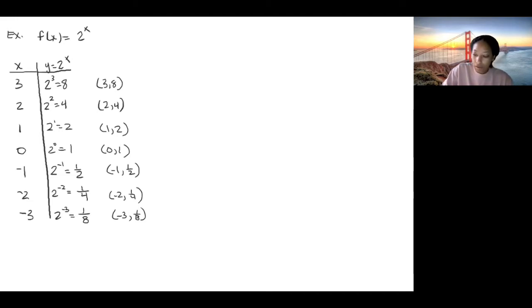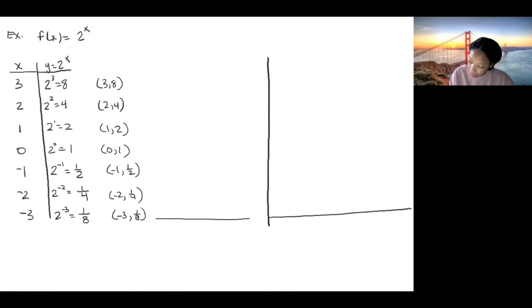Okay, now for the fun part. You get to sketch this. All right, so if this is our x, this is our y. For the x's, we did 1, 2, and 3, and then -1, -2, -3. And for our y's, we need them to go to at least 8: 1, 2, 3, 4, 5, 6, 7, 8.